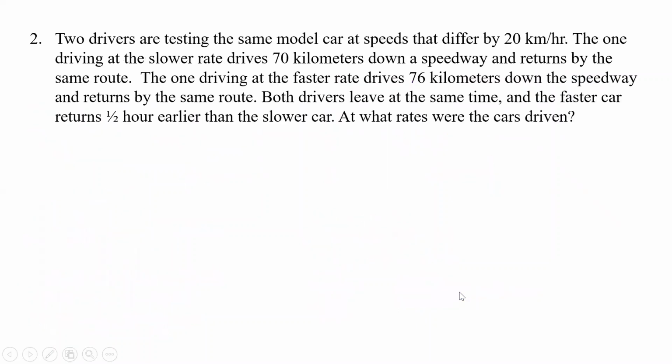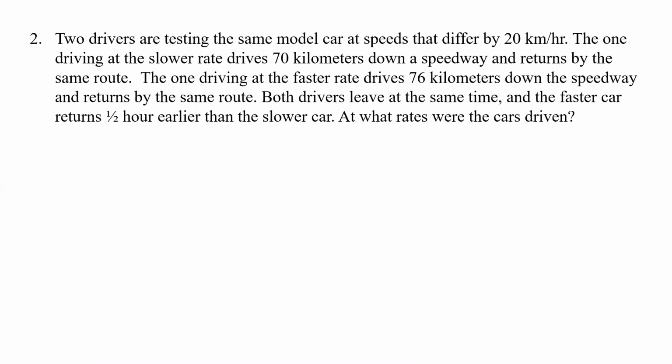All right, what about this one? We have 2 drivers testing the same model car at speeds that differ by 20 kilometers per hour. The one driving the slower rate drives only 70 kilometers down the speedway and then returns by the same route. The one driving at the faster rate drives 76 kilometers down the speedway and then returns by the same route. Both drivers leave at the same time, and the faster car returns a half hour earlier than the slower car. What rates were the cars driven?